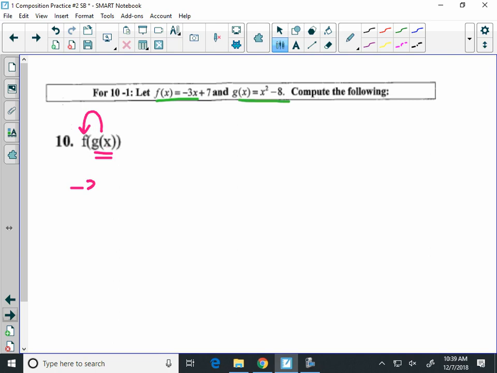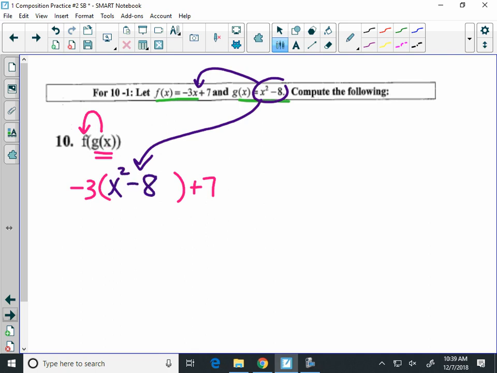So you'll have negative 3. We start with f here, some blank, and we're going to be putting g into that function. We're taking g and putting it in for x. So you're going to put x squared minus 8 where the x would go. Now all you have to do is distribute and collect like terms. So negative 3 times x squared is negative 3x squared.